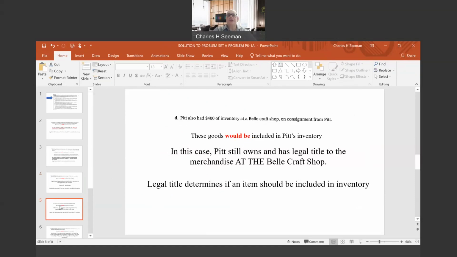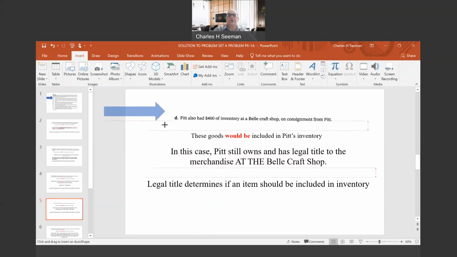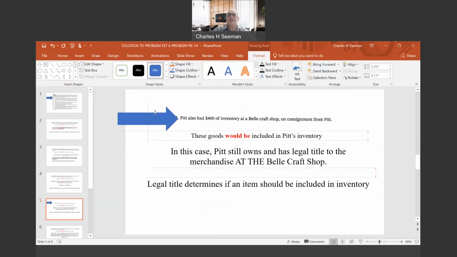D, Pitt also had $400 inventory at Bell's Craft Shop on consignment from Pitt. Just because something's in somebody else's possession doesn't mean ownership is transferred. Pitt still owns these goods. They're just being held by Bell. So in this case, goods would be included in Pitt's inventory. Pitt still owns and has legal title to the merchandise at the Bell Craft Shop. Legal title determines if an item should be included in inventory.